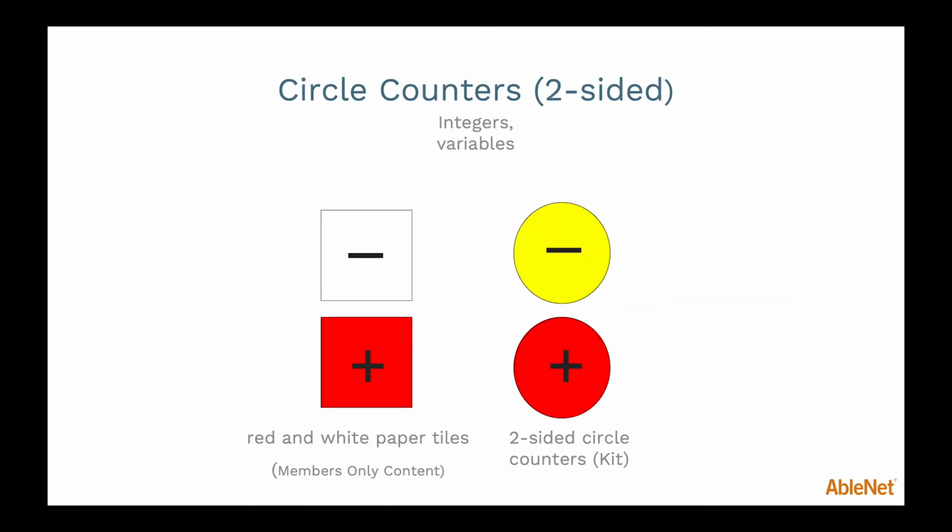There is a set of circle counters that are two-sided, red and yellow. The counters are mostly used to represent positive and negative amounts for adding and subtracting integers. They are also used in the last lesson when solving for a variable in an equation.